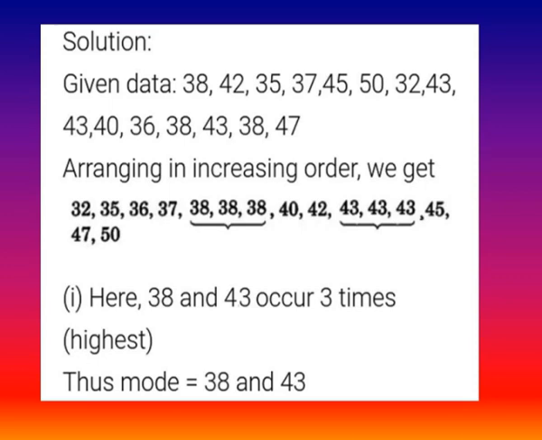Solution. Firstly, we are arranging the given data in increasing order, and we got 32, 35, 36, 37, 38, 38, 38, 40, 42, 43, 43, 43, 45, 47, 50. In this, 38 occurs 3 times. Also, 43 occurs 3 times. Therefore, the mode values are 38 and 43. As I said before, mode may be any one number or more than one number. So here the modes are 2 numbers, that is 38 and 43.